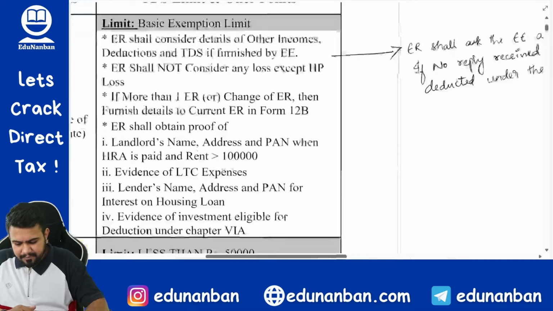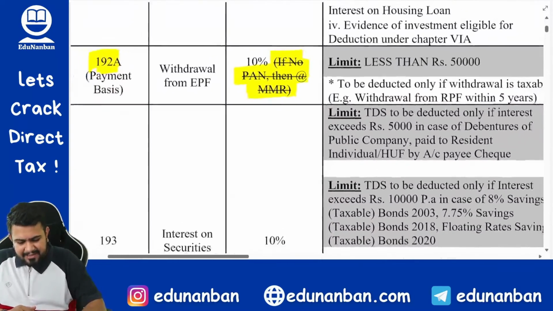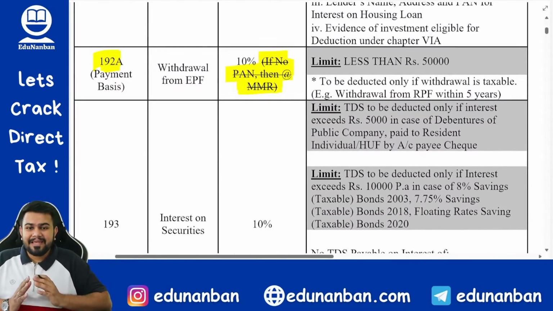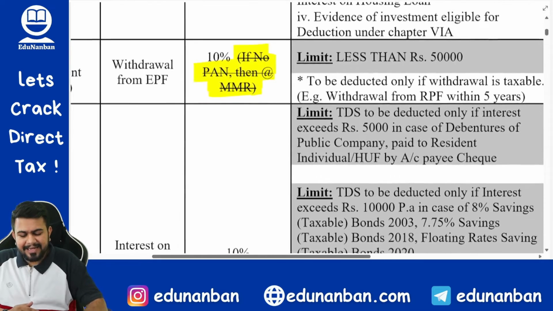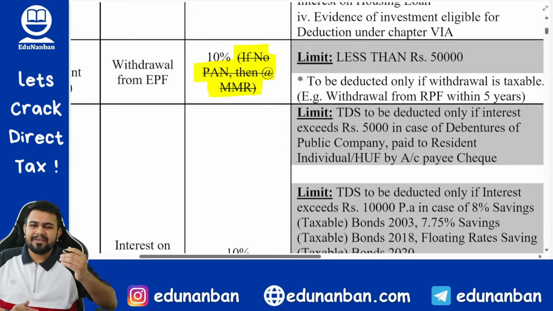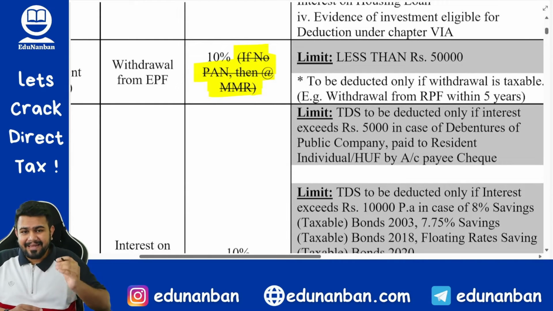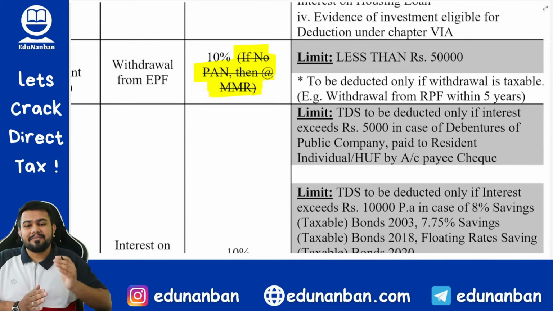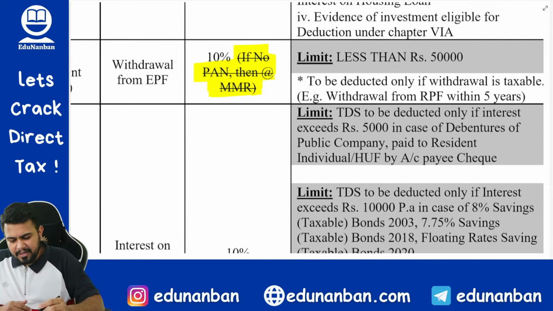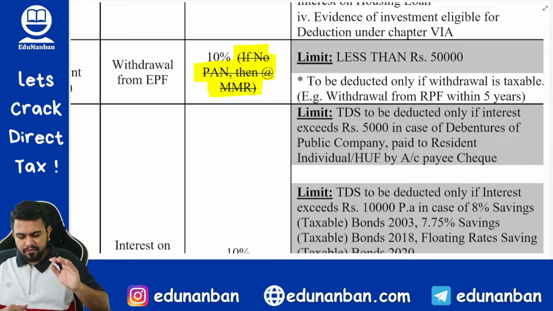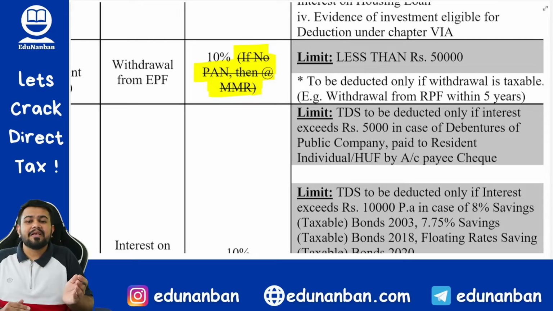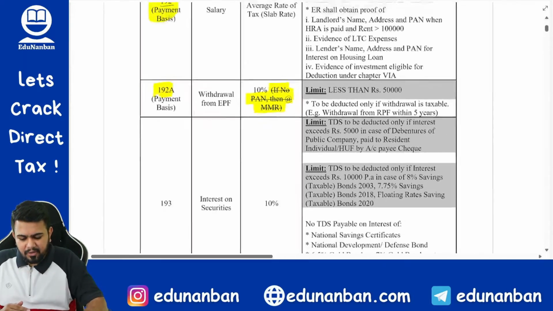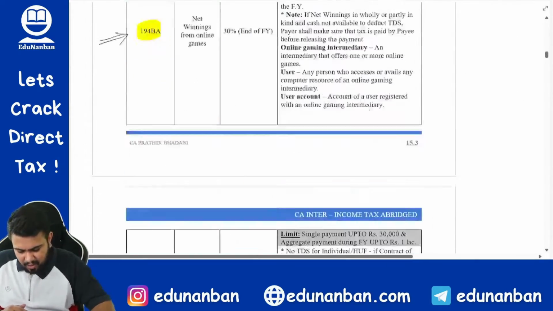Okay, now let's come to the next provision, section 192A, which is relating to withdrawal from EPF, the TDS that is deducted on withdrawal. Earlier we learned that if the PAN number of the person who is receiving the payment is not given, then TDS will be deducted at MMR, that is the maximum marginal rate. However, now the MMR provisions have been removed, so the normal provisions relating to other sections of TDS will also apply to section 192A. So let us discuss section 206AA.